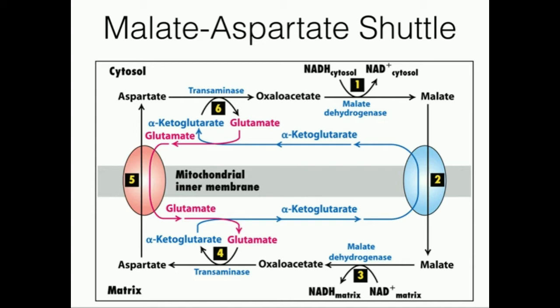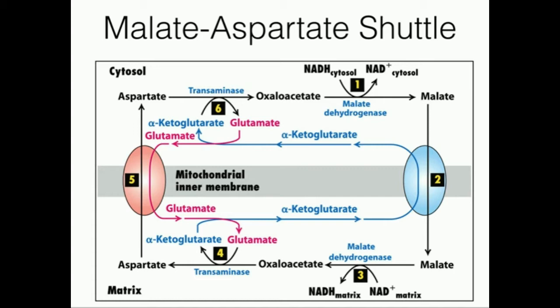The way that I like to think about it is we're going to, instead of moving the whole nucleotide NADH into the mitochondria, we're actually only going to move a very small piece of it. We're actually just going to move the electrons in. What we're going to do is what's called smuggling the electrons in. All right, so this is what I want to start out with.